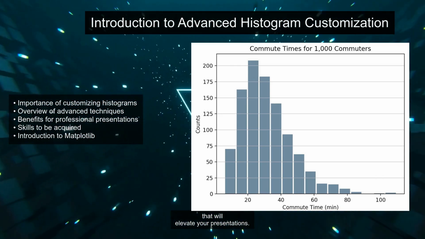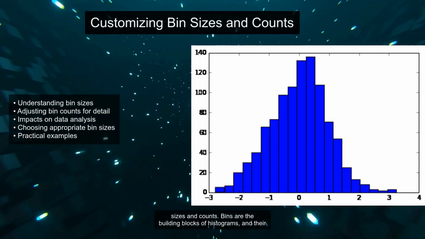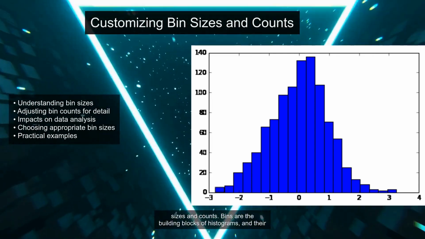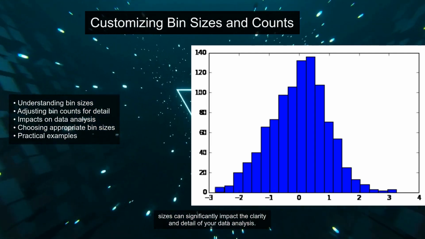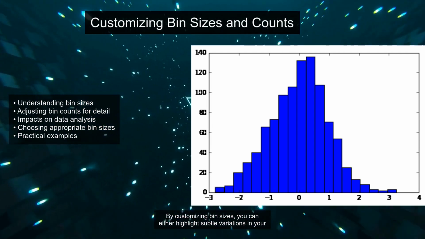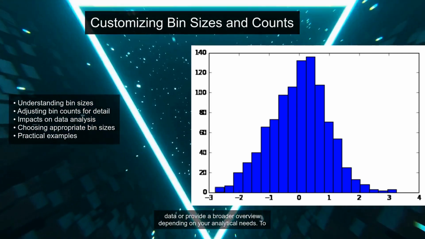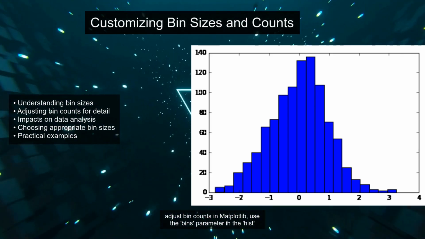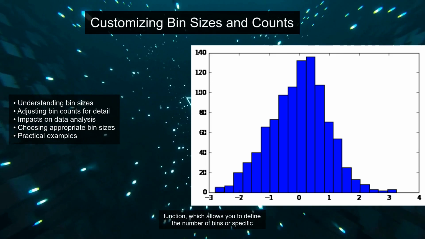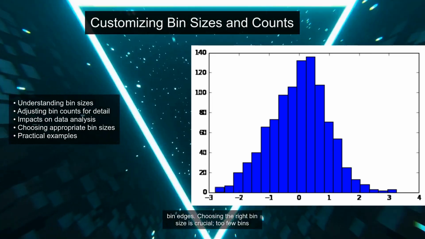elevate your presentations. The first step in customizing your histogram is understanding and adjusting bin sizes and counts. Bins are the building blocks of histograms, and their sizes can significantly impact the clarity and detail of your data analysis. By customizing bin sizes, you can either highlight subtle variations in your data or provide a broader overview depending on your analytical needs. To adjust bin counts in Matplotlib, use the bins parameter in the hist function, which allows you to define the number of bins or specific bin edges.